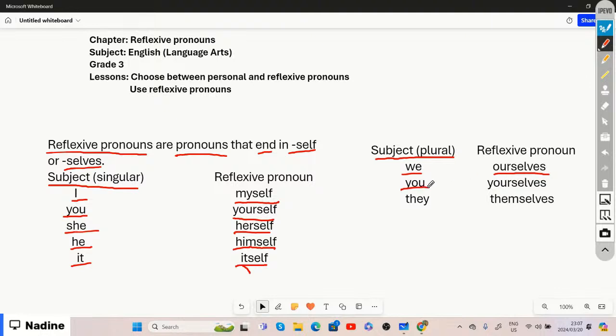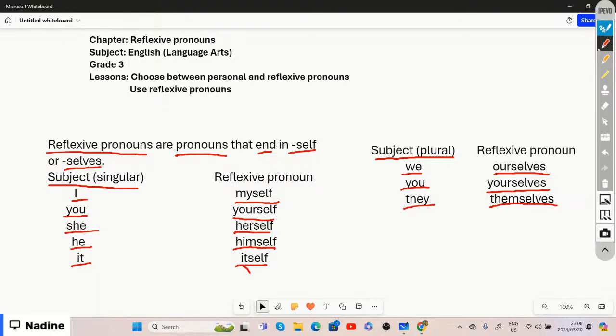If you're referring to you as more than one person, then it's yourselves. And then we have they, which refers to a group of people or kids standing on the other side, and that is themselves, which is two or more people. So these are reflexive pronouns, and they end either in self or in selves.